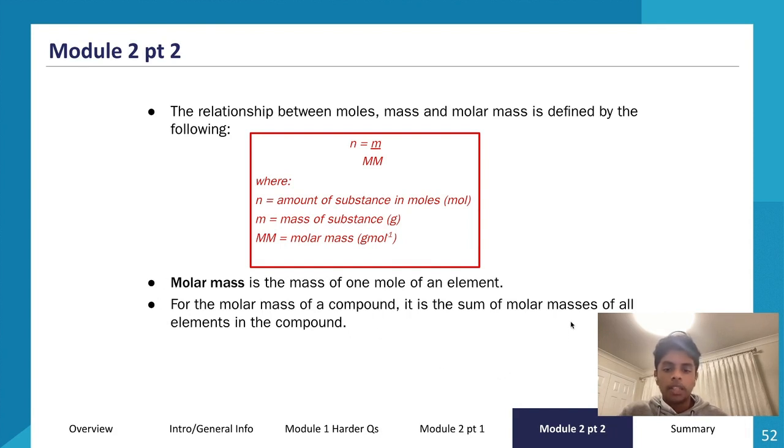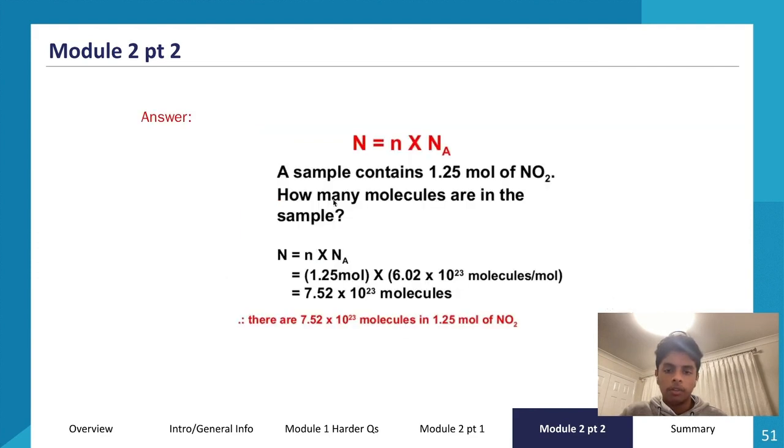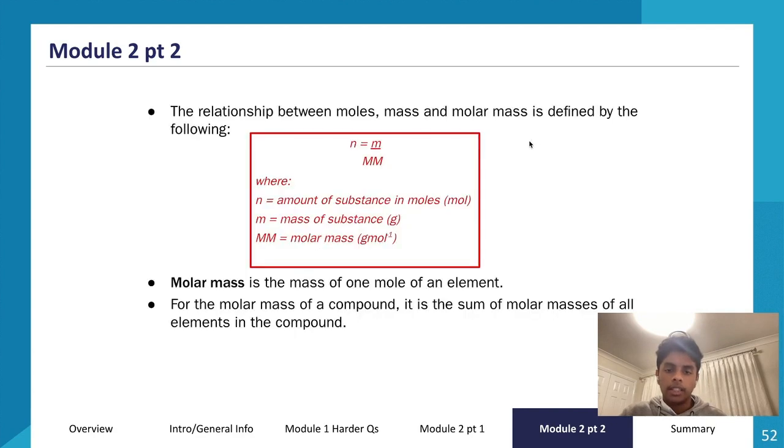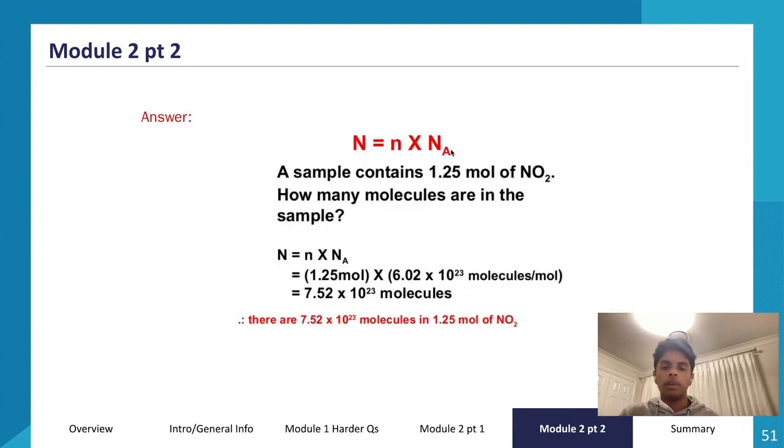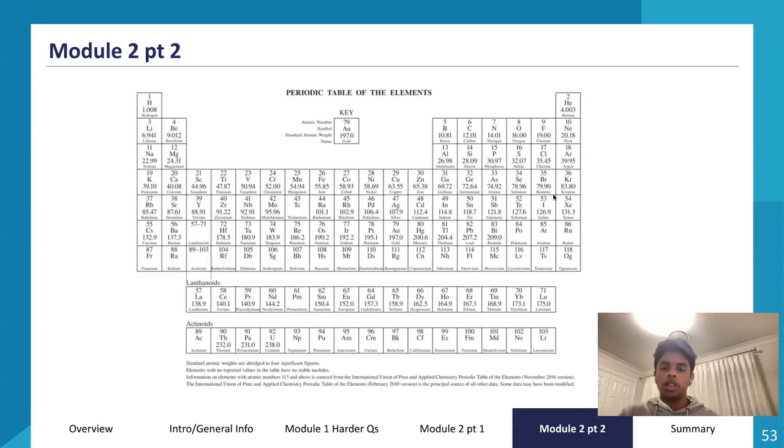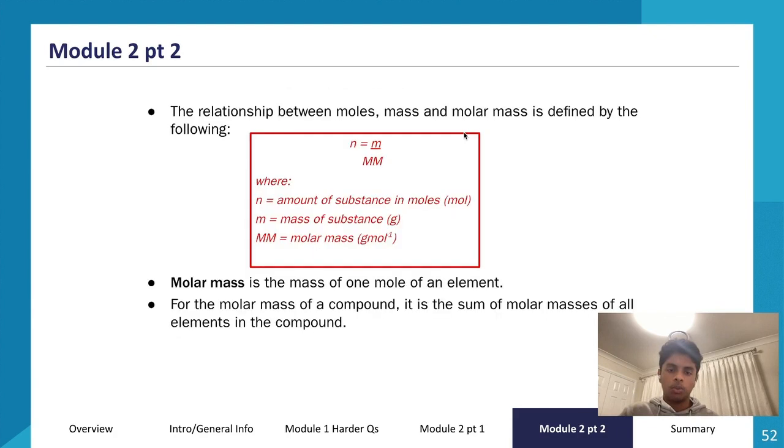And the molar mass of a compound is the sum. So if we're looking at a compound, right? If we're trying to find the molar mass of NO2, it is the sum of molar masses of all the elements in the compound. So we do the molar mass of N, which is 14.01, plus the molar mass of O2, which is 2 times 16, so 32. That is equal to 46.01. So what is the molar mass of NO2?